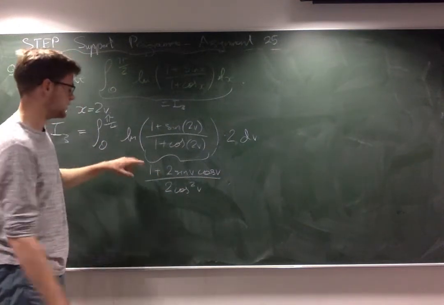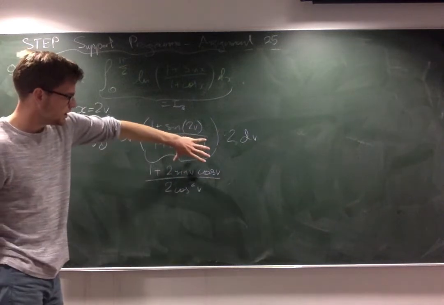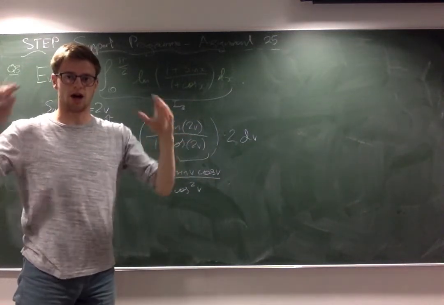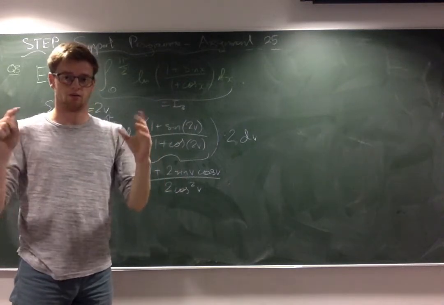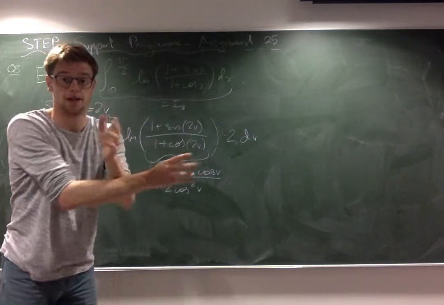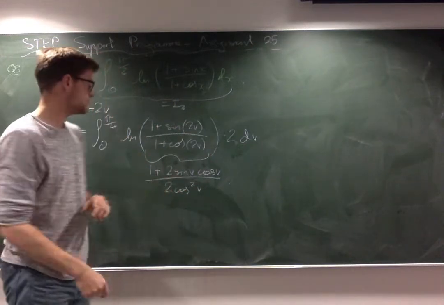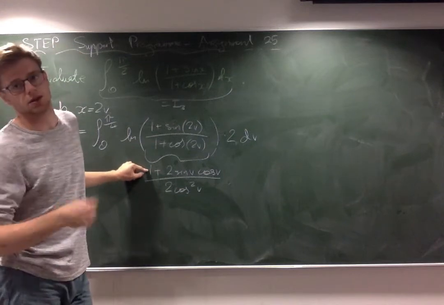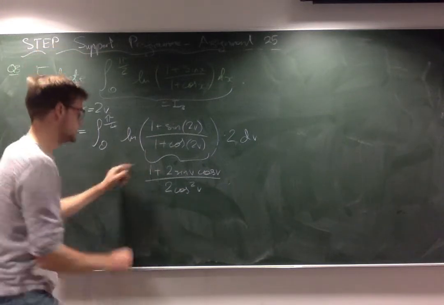But then you think, oh, 2 sine v cos v looks a bit like the middle term in an expanded square, like (a plus b) squared. You get a squared plus 2ab plus b squared. And even better, I can write 1 as cos squared v plus sine squared v. Okay, so I'm going to do this.